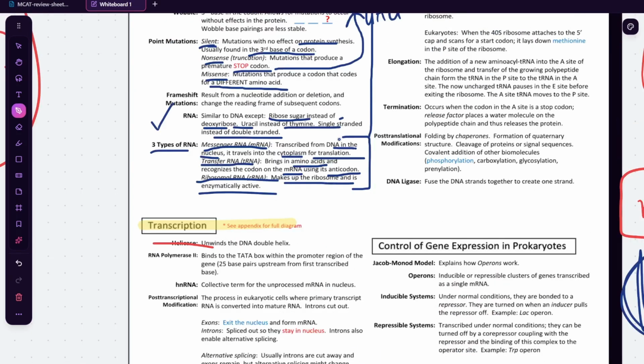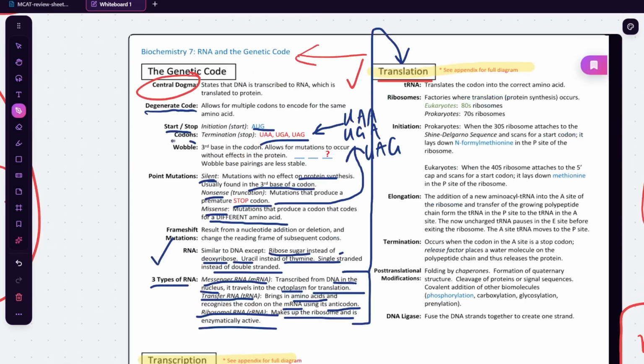And then another thing to note is wobble. The 3rd base in the codon allows for mutations to occur without effects in the protein. That is the reason why silent mutations can occur, because the 3rd base could be whatever it wants to be without changing the actual protein. And wobble base pairings are less stable. I had a little note for it that I wanted to add. I guess it's gone now, but now we can go into translation and how it fits with what we were just talking about.